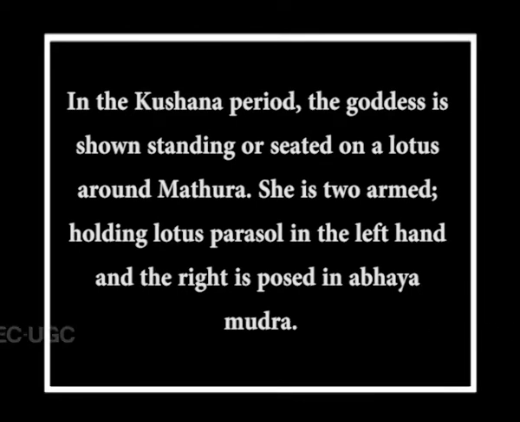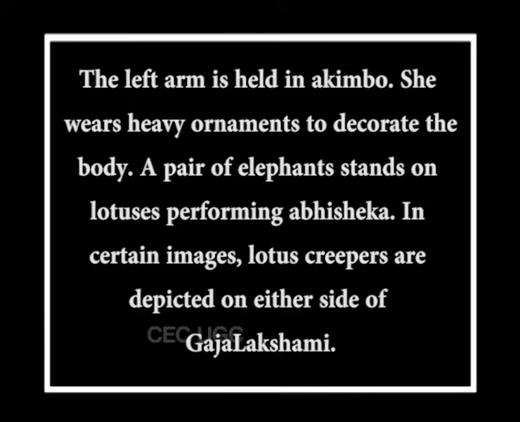In the Kushana period, the goddess is shown standing or seated on a lotus around Mathura. She is two-armed, holding a lotus parasol in the left hand, and the right is posed in Abhaya Mudra. The left arm is held akimbo. She wears heavy ornaments to decorate the body. A pair of elephants stands on lotuses performing abhisheka. In certain images, lotus creepers are depicted on either side of Gajalakshmi.